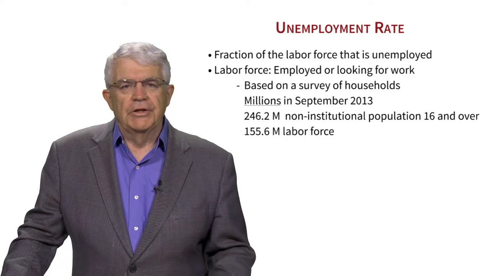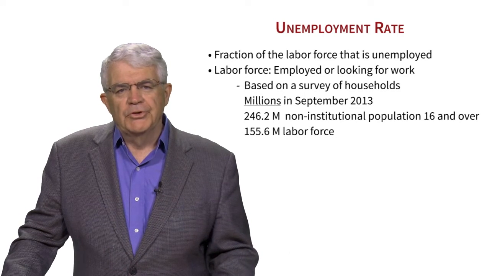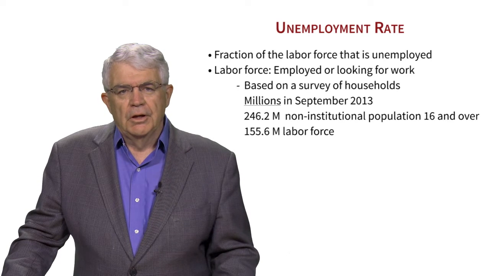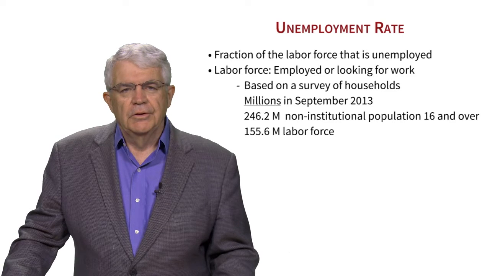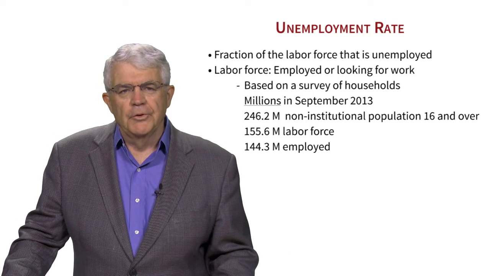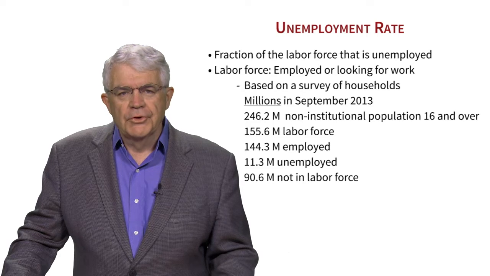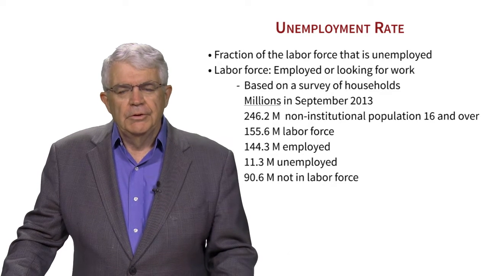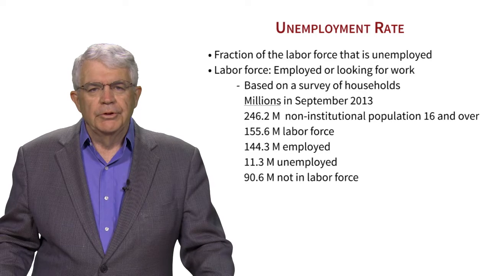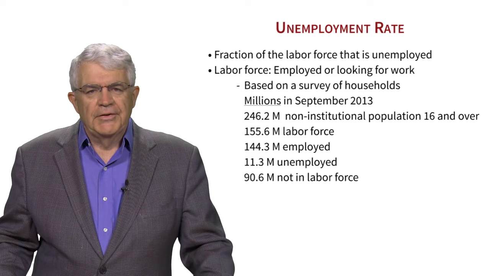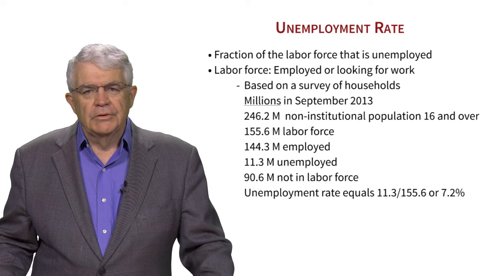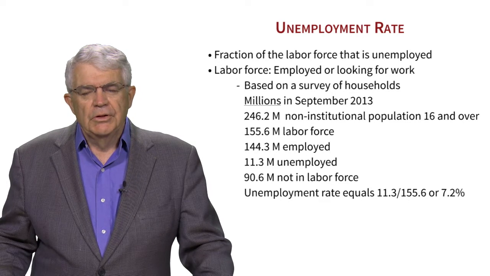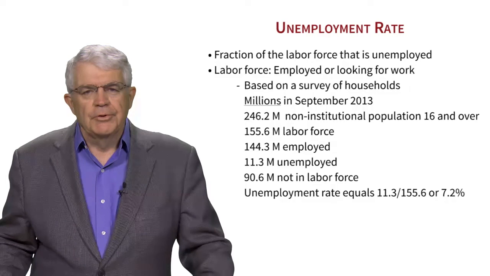The labor force at that point, remember, the sum of employed plus looking for work people, was 155.6 million. Of those, from this survey, the government was able to determine that 144.3 million were employed and 11.3 million were unemployed. We also know that 90.6 million were not in the labor force at all. They were part of the population 16 and over, but they were neither employed nor looking for work. To get the unemployment rate, therefore, you divide the 11.3 by 155.6 million. You get a fraction, about 0.07, and report that as a percentage, which is about 7%. So that's the unemployment rate.